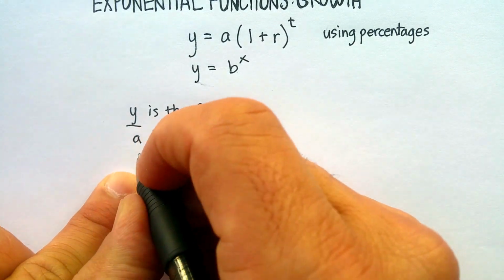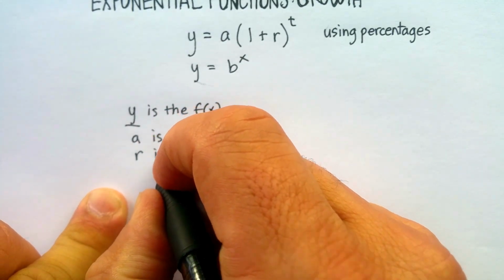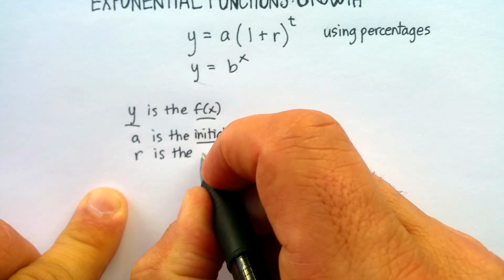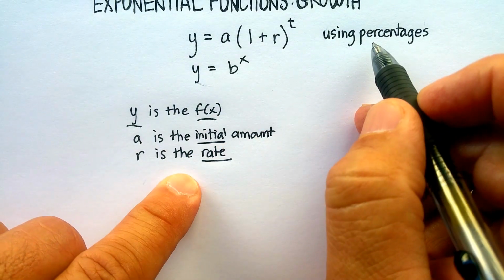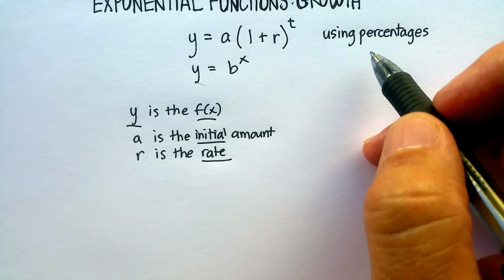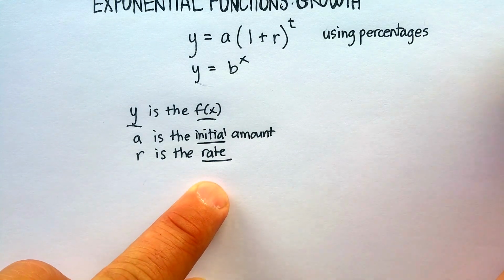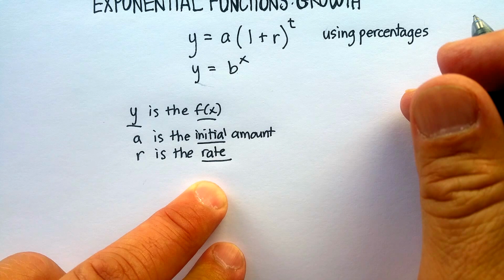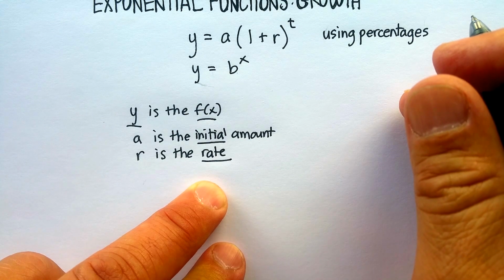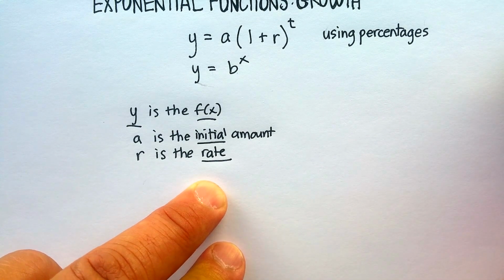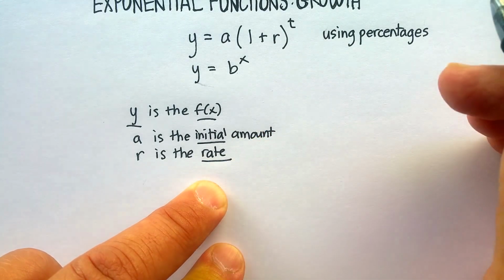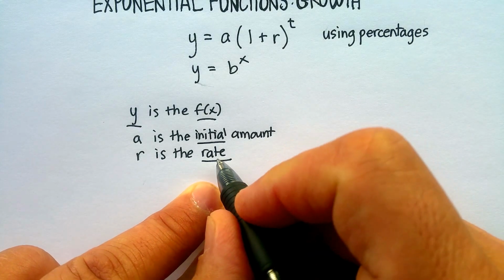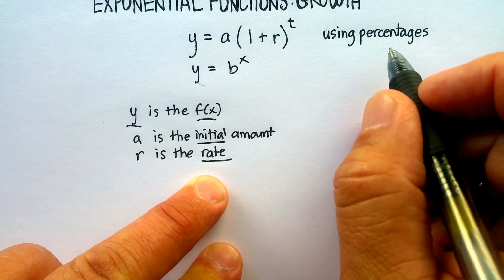The r is the rate. Now, in this case, remember I said that the rate is, well, I didn't say it yet, but rate is percentages. So for example, if I said something like the amount of bacteria increases 15% every hour, okay? So the rate would be 15% per hour, okay? So this rate is going to be expressed using percentages.